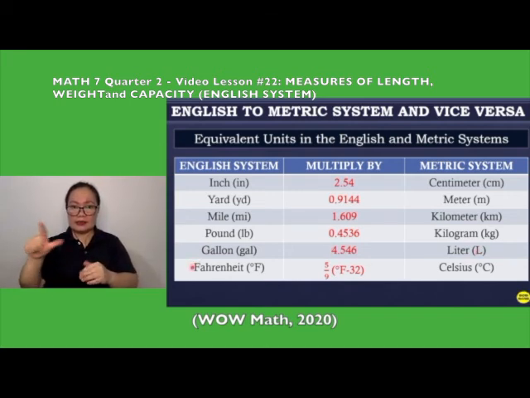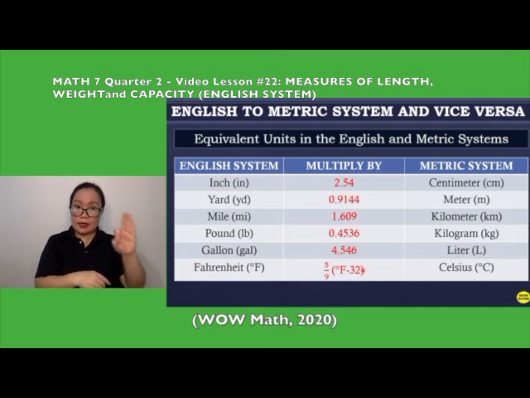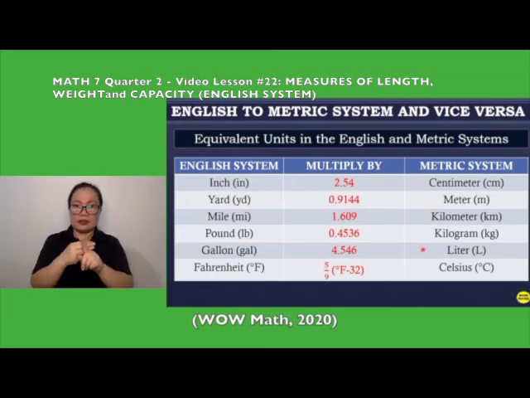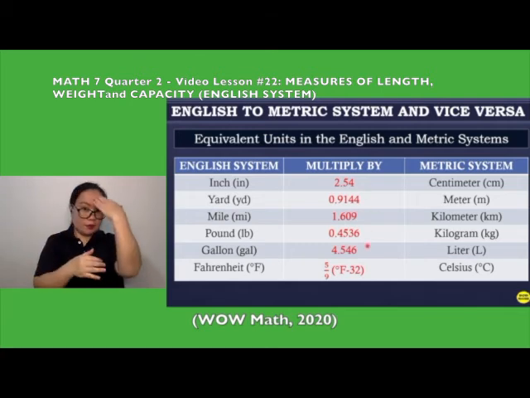And for 1 Fahrenheit, we're going to use a formula, pero ito ay separate na discussion natin. So, yung susunod nating video tutorial, magpo-focus lang po tayo dito. So, skip natin to. Okay? So, focus tayo dito sa 5. Again, ito po ay 1. So, 1 inch, 1 yard, 1 mile, 1 pound, 1 gallon are all equivalent to these values into metric system. Okay, so dapat memorize natin ito.